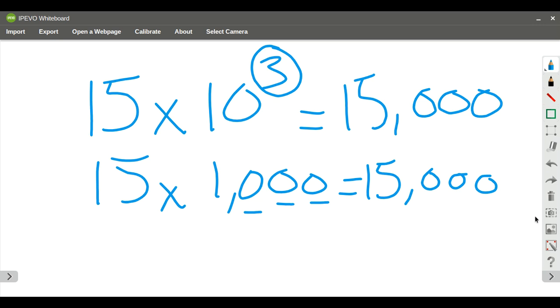Okay? So now you have learned how to multiply numbers by powers of 10 by looking at the patterns and using some of that multiple of 10 rule.